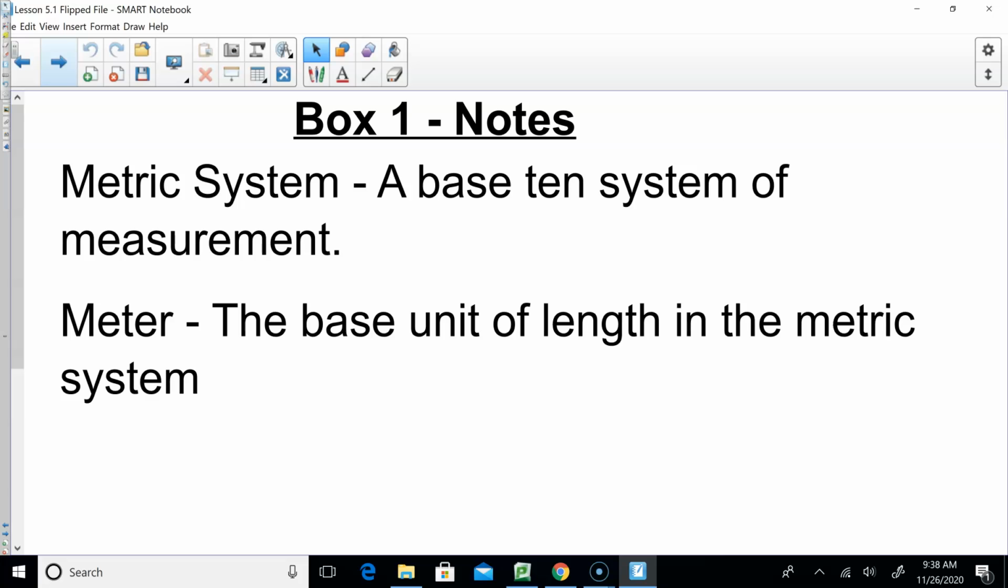So it's always going to be meter. You're going to hear the word meter in all the other words, kind of like the root word. And we're going to see what that means and what a meter is. Think of a meter stick. That is the base unit of length. So you pause this, write down these notes in your notebook.